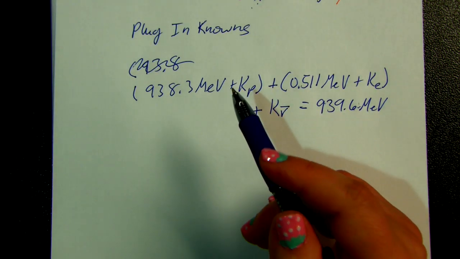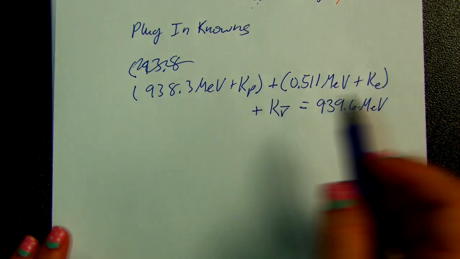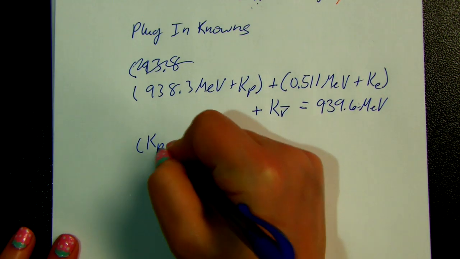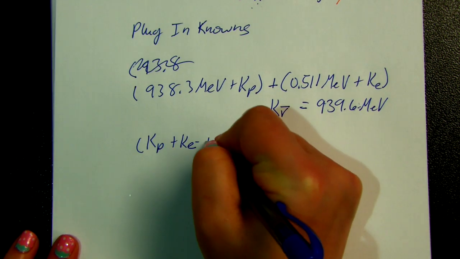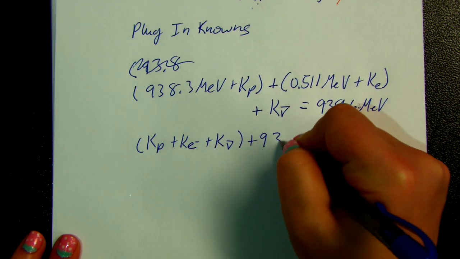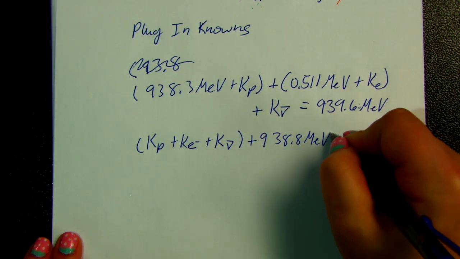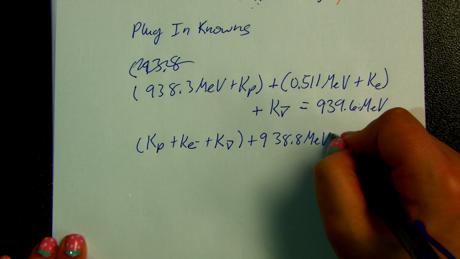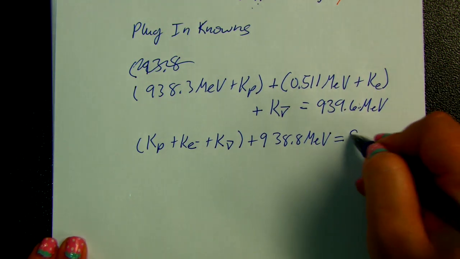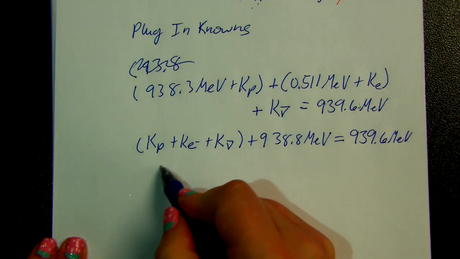So moving along, let's go ahead and pull out those kinetic energies. So kinetic energy of the proton plus kinetic energy of the electron plus kinetic energy of the antineutrino plus 938.8 MeV. So all I've done is I've taken my nice little numbers and added them together. And this is equal to 939.6 MeV. All right, so this is what we're after.